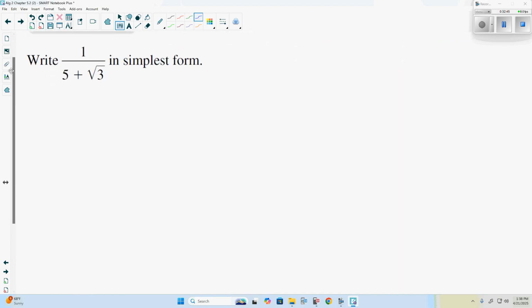Last thing we have is we want to write these in simplest form, because again, can't have a radical in the bottom of the fraction. Now again, we're going to multiply this by a fancy version of 1 to get the radical to go away. Specifically, we're going to multiply by the conjugate of the denominator. So we're still going to have the 2 terms, 5 and the square root of 3, but the sign in between is going to be flipped.